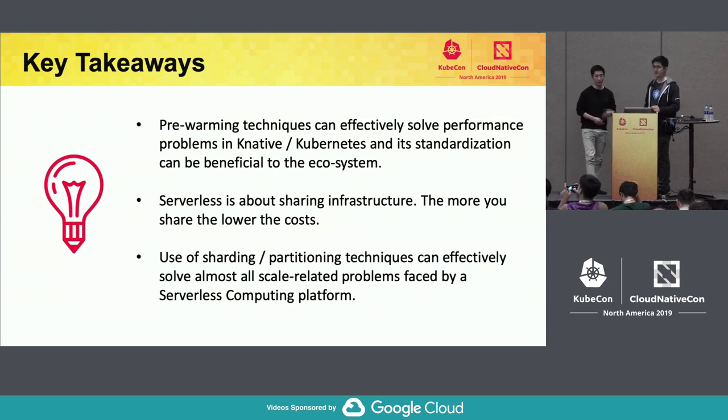So first, pre-warm and pod pool techniques can largely enhance the performance to run Knative on Kubernetes. And its standardization may benefit the ecosystem. Second is that serverless is about sharing the infrastructures. The more we share, the less it costs. And third is that using sharding and partition, it can effectively address problems caused when the serverless cluster gets scaled out.